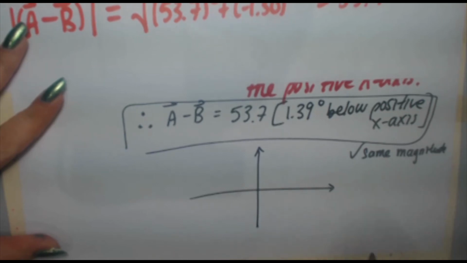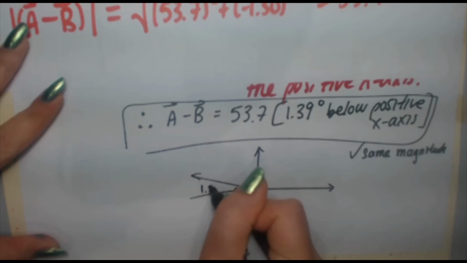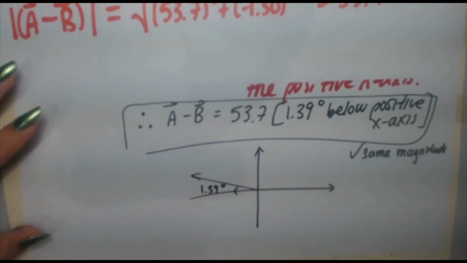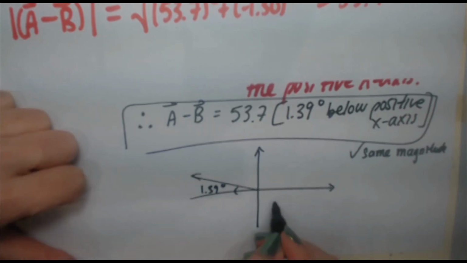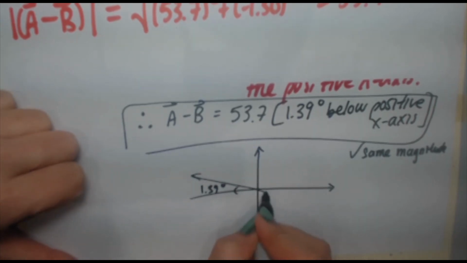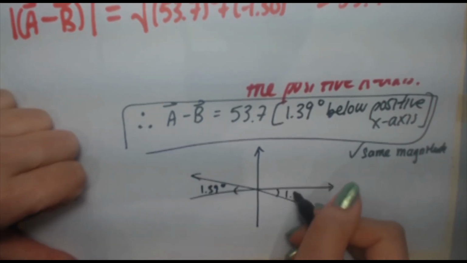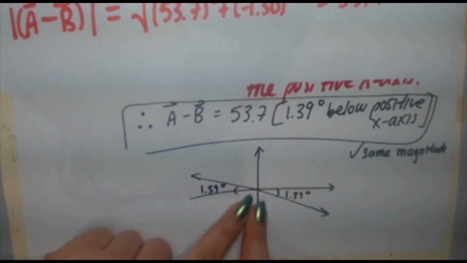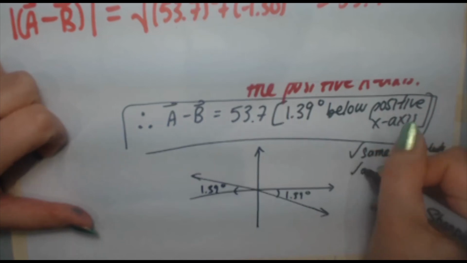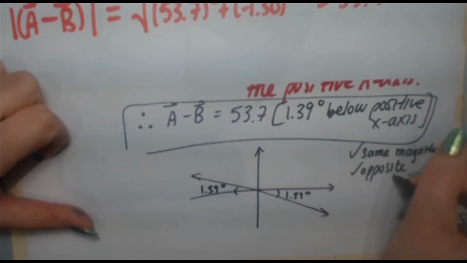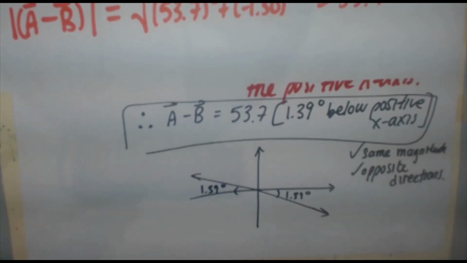One is going 1.39 degrees above the negative x-axis. Clearly that is an exaggeration of the angle, but nonetheless, you get the idea. And the other is 1.39 degrees below the positive x-axis, so it's going in this direction. Sure enough, those two vectors are opposite. They have the same magnitude, and they are going in opposite directions. So therefore, a minus b and b minus a are indeed opposite vectors.